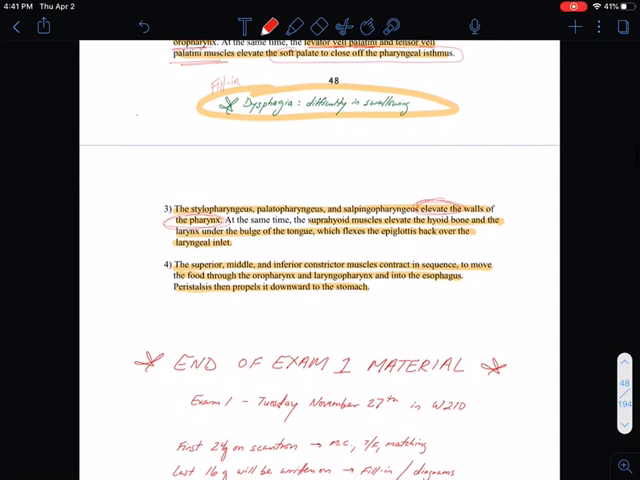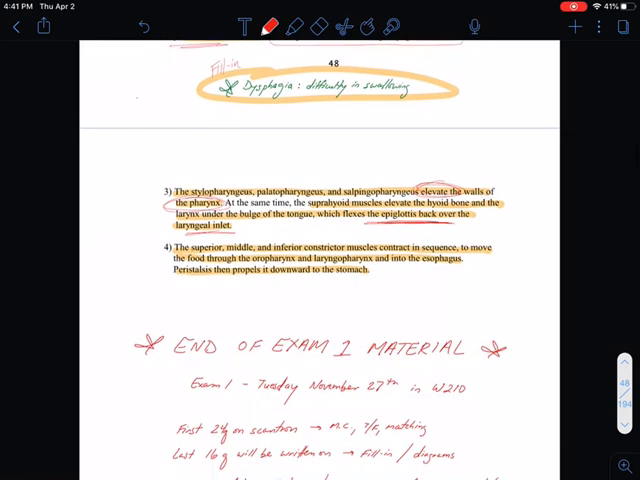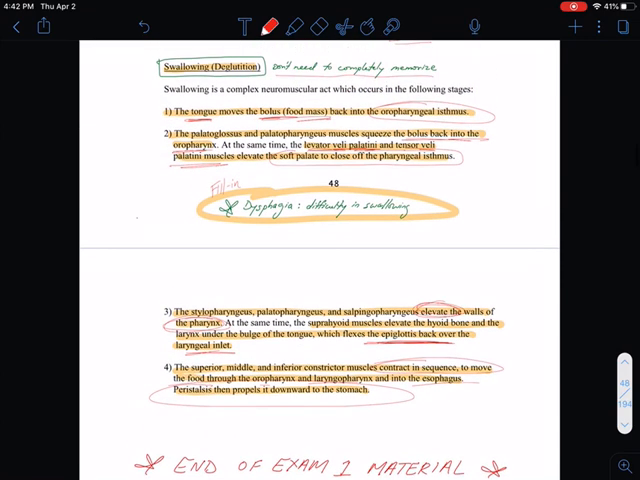Our suprahyoid muscles elevate the hyoid bone and larynx under the bulge of the tongue, and it flexes the epiglottis back over the laryngeal inlet. Our superior, middle, and inferior constrictor muscles are then contracting and squeezing to move the food through the oropharynx, laryngopharynx, and into our esophagus. Then the rest of the way is peristalsis, which is just propulsion of that bolus downward into the stomach.